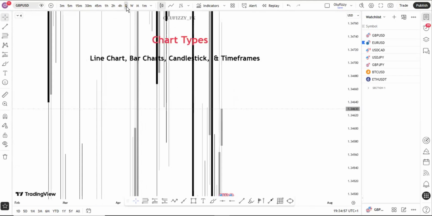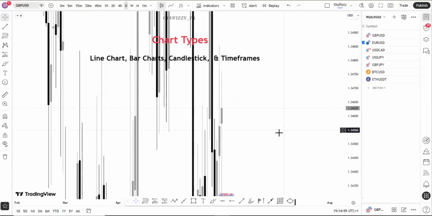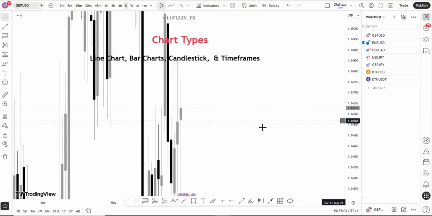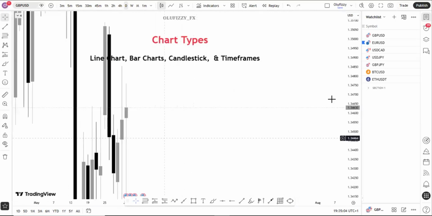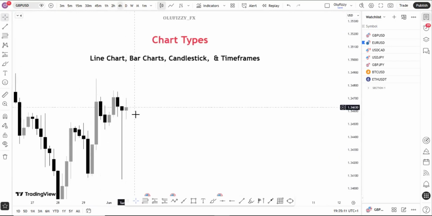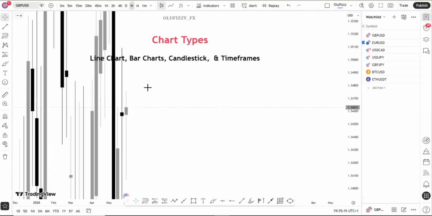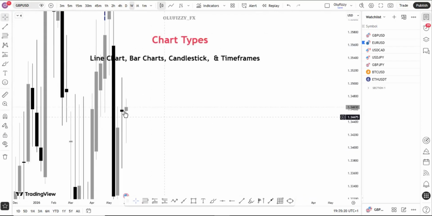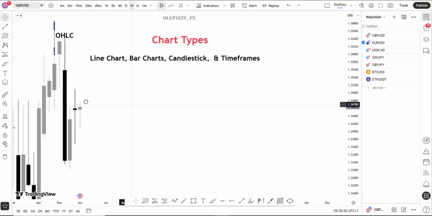So let's say we go on the daily time frame now. Every single candle that we have here takes 1 day to form. So that's about time frame. Any time frame you switch to, just know that that is the actual time it takes for every single candle to form.